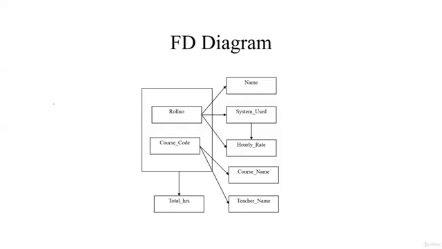So you know that this is the FD diagram of this table. Can you tell me what the determinants in this table are? So one is roll number, I will write it here. Another is course code. The third one is the roll number and course code combination. Do we have one more?